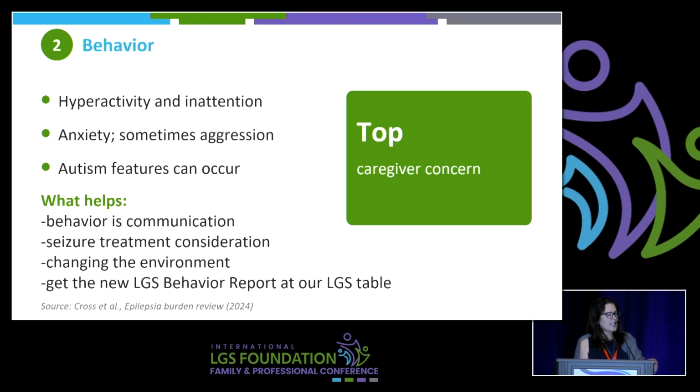Behavior, hyperactivity, anxiety, things that can help. Behavior is communication, especially in your nonverbal ones. I'll hear doctors occasionally say nonverbal means they can't communicate. No. Nonverbal, and they can communicate. Their behavior is communication, in those with challenges and healthy. Considering the right seizure treatments if your kid has behaviors is crucial. Changing the environment, and then of course, as they talked about, that behavioral guide that came in your bag, read through that: what are LGS families experiencing and what have their life hacks been?